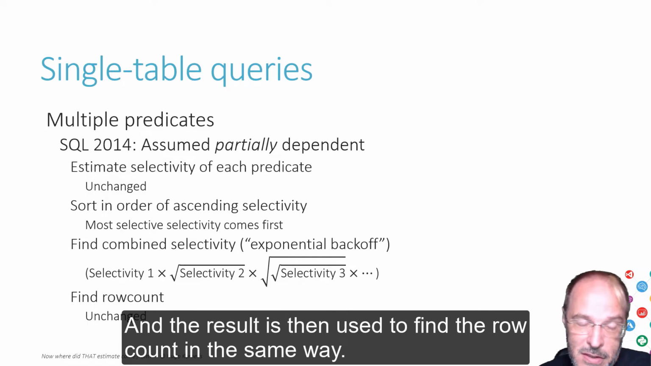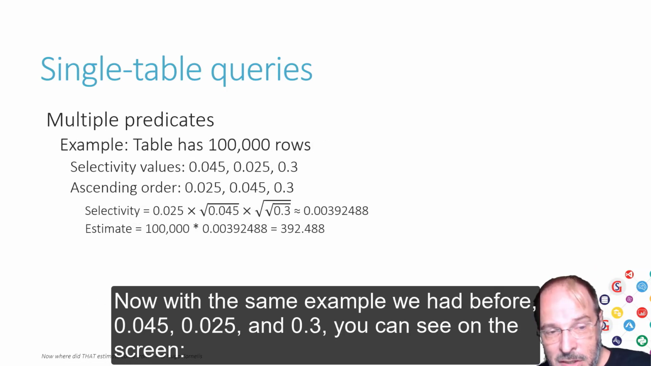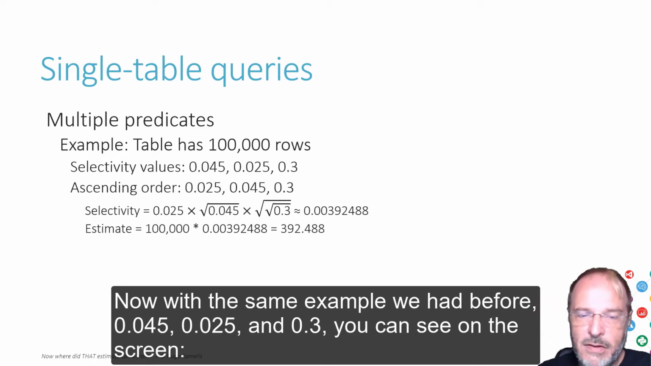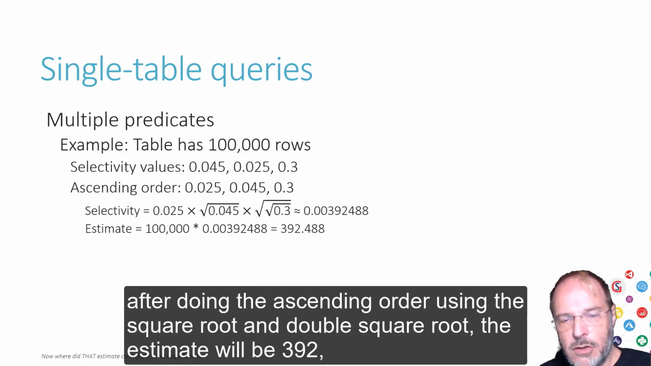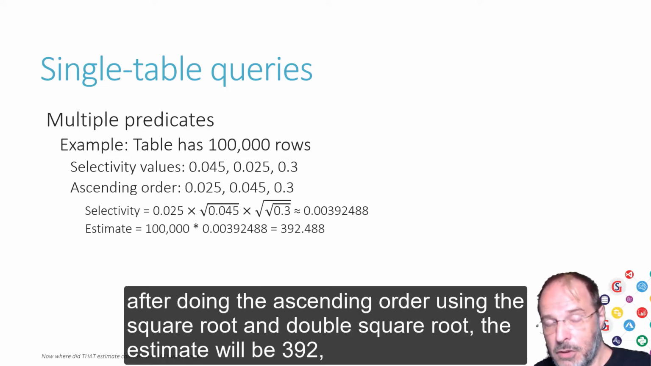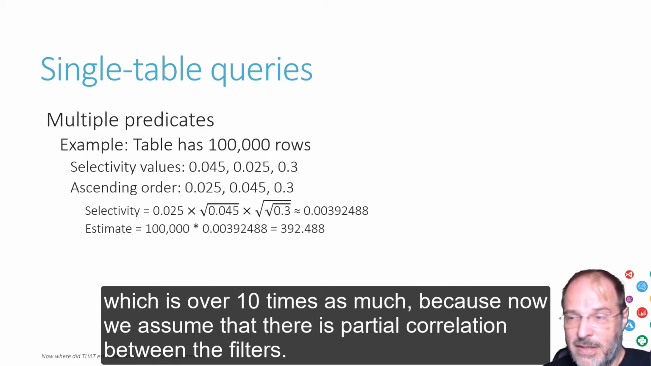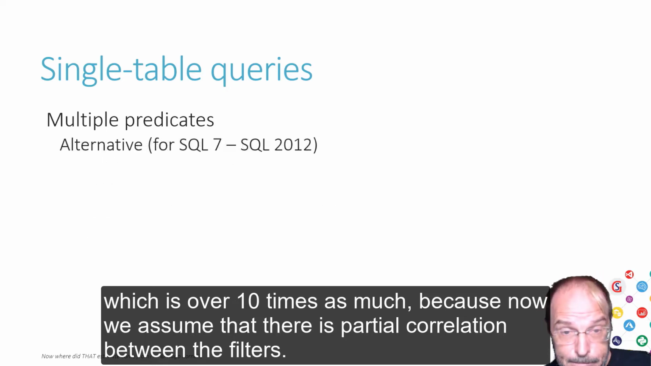And the result is then used to find the row count in the same way. Now, with the same example we had before, 0.045, 0.025, and 0.3, you can see on the screen, after doing the ascending order using the square root, square root and double square root, the estimate will be 392, which is over 10 times as much, because now we assume that there's partial correlation between the filters.